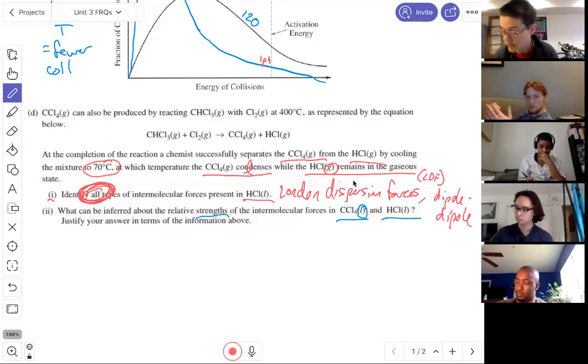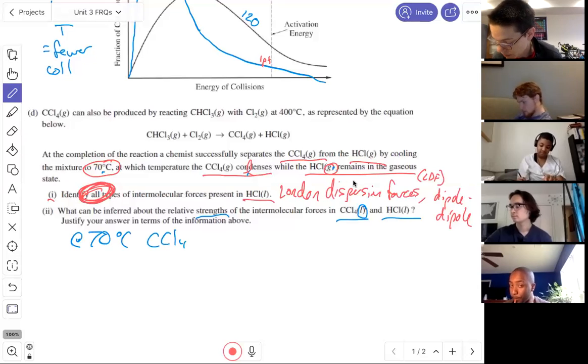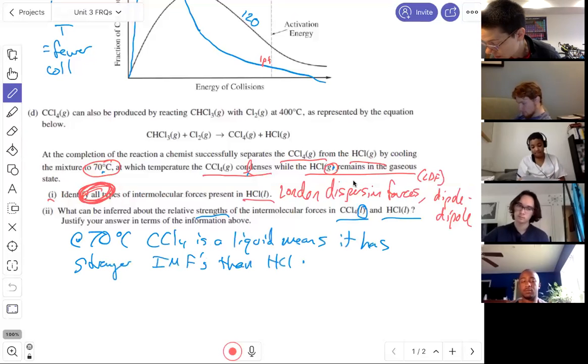So if I know at 70, this is a liquid and this is a gas, what does that mean for their forces? Who's got stronger ones? It means that CCl4 has stronger forces. Yes. So if at 70 degrees Celsius CCl4 is a liquid, it means it has stronger IMFs than HCl, which remains a gas.